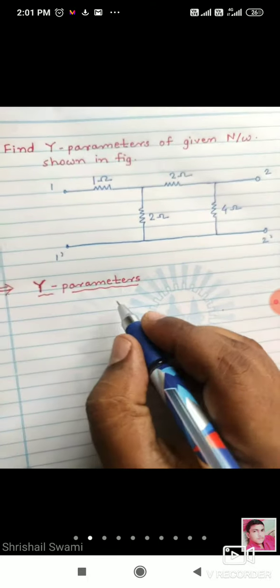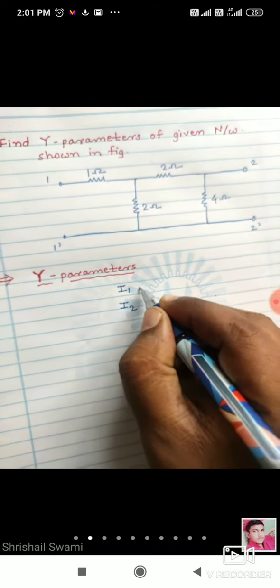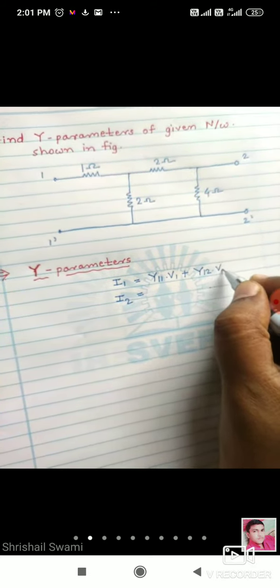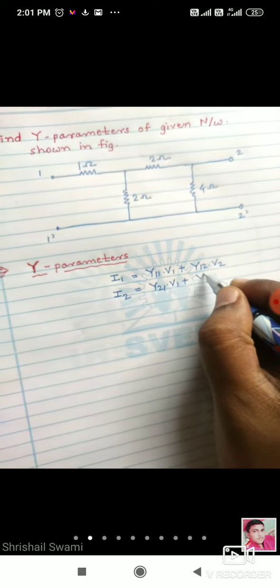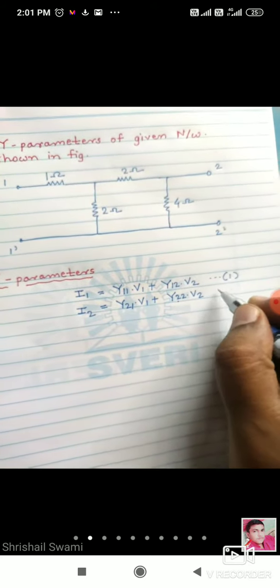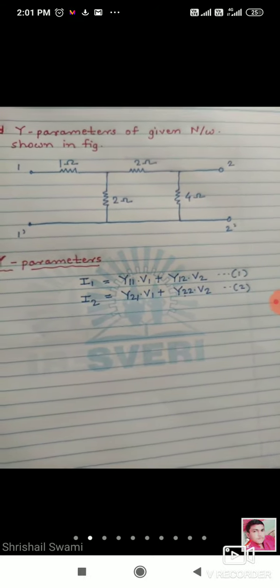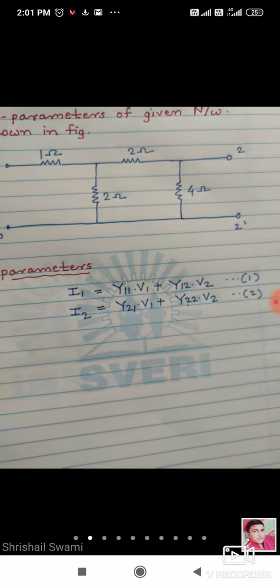So Y parameters can be denoted like this: I1, I2 is equal to Y11 into V1 plus Y12 into V2, Y21 into V1 plus Y22 into V2. So this is equation number 1. This is equation number 2. Okay. So up to this, anyone doubt writing the equation?